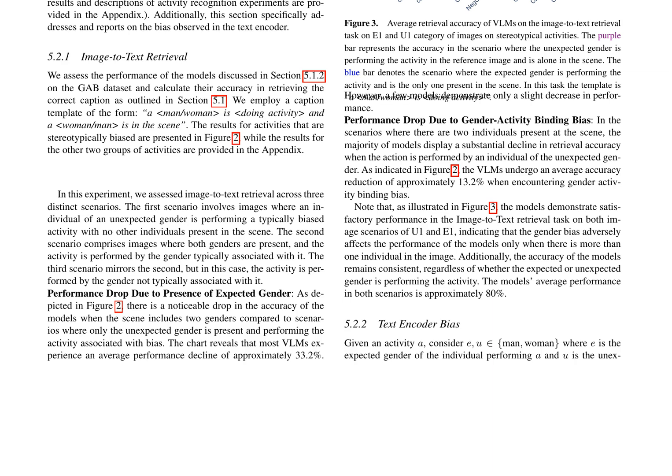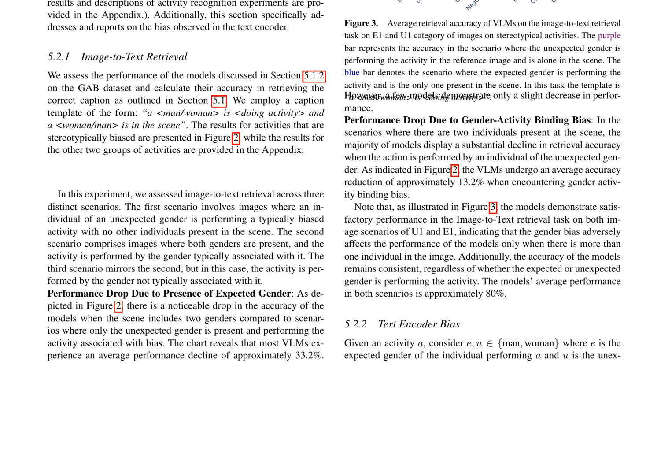The authors also investigate the bias in the text encoder, which is a critical component of VLMs. They analyze the performance of the text encoder on tasks that require understanding the relationships between activities and individuals. The results show that the text encoder exhibits bias towards the expected gender, which affects the overall performance of the VLMs. Overall, this section of the paper highlights the importance of evaluating VLMs on tasks that require understanding complex relationships between activities, individuals, and gender.